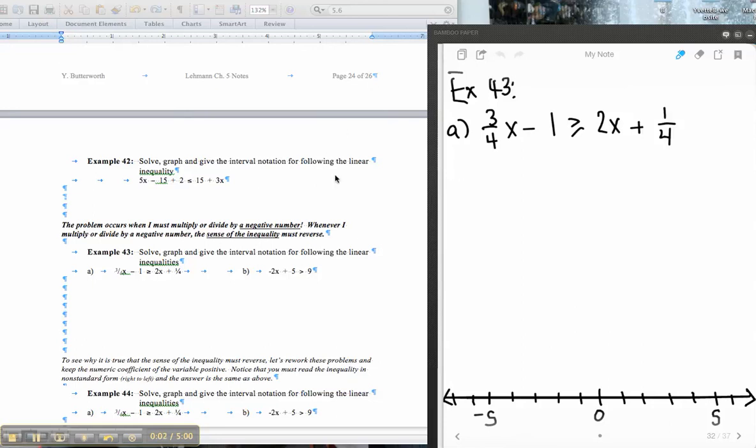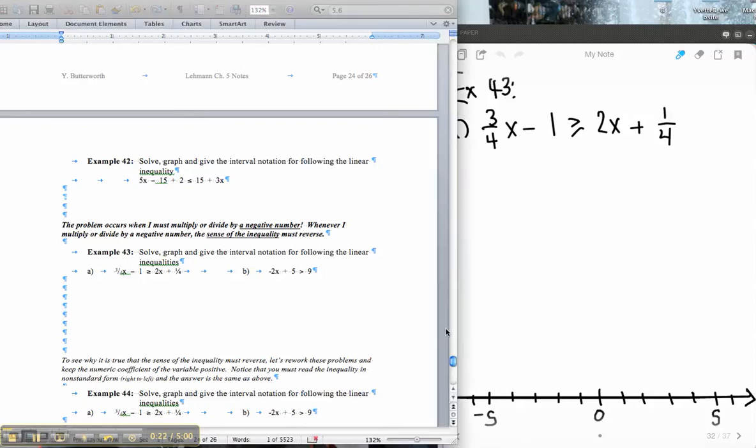Okay, we're going to be skipping over example number 42. If you want to do that one on your own and solve it and graph it, at the very end of this video, if I have a little extra time, I will show you the solution to that. So 42, you might want to note that, do it on your own, and expect to possibly see a solution at the end of this video.